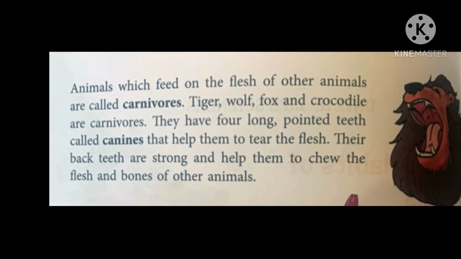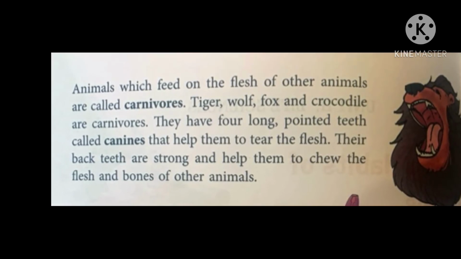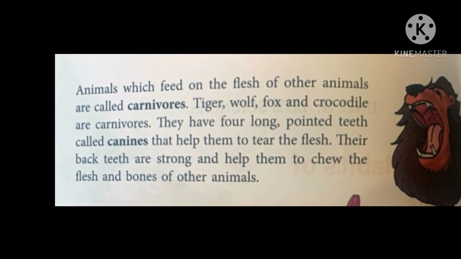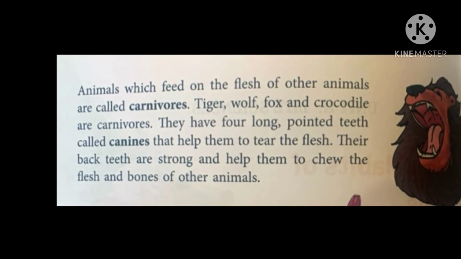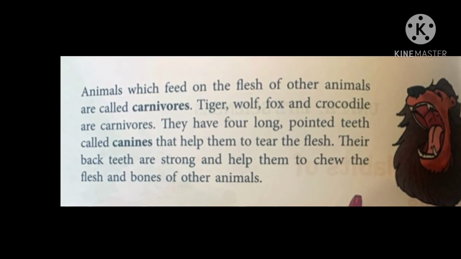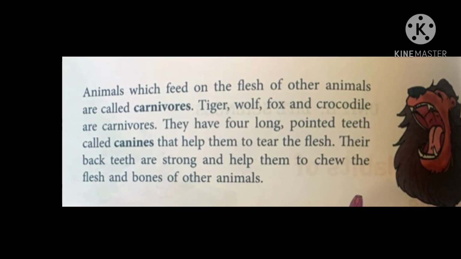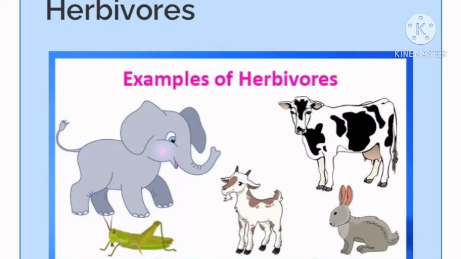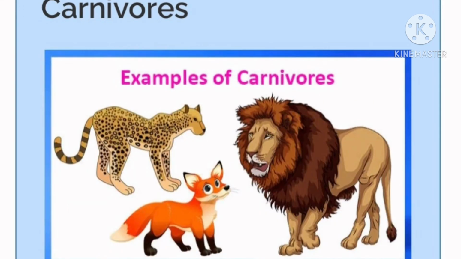Animals which feed on the flesh of other animals are known as carnivorous. Example can be tiger, wolf, fox, crocodile, etc. They have 4 long pointed teeth called canines that help them to tear the flesh. Their back teeth are strong and help them to chew the flesh and bones of other animals. Examples are shown of herbivorous as well as carnivorous in the pictures.